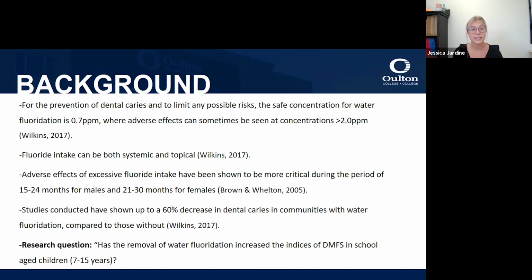Adverse effects of this excessive fluoride intake can be shown to be more critical during periods of 15 to 24 months for males and 20 to 30 months for females. Studies conducted have shown up to a 60% decrease in dental caries in communities that have water fluoridation compared to those who do not. And our research question based on the water fluoridation topic is: has the removal of water fluoridation increased the indices of DMFS in school-age children ages 7 to 15?